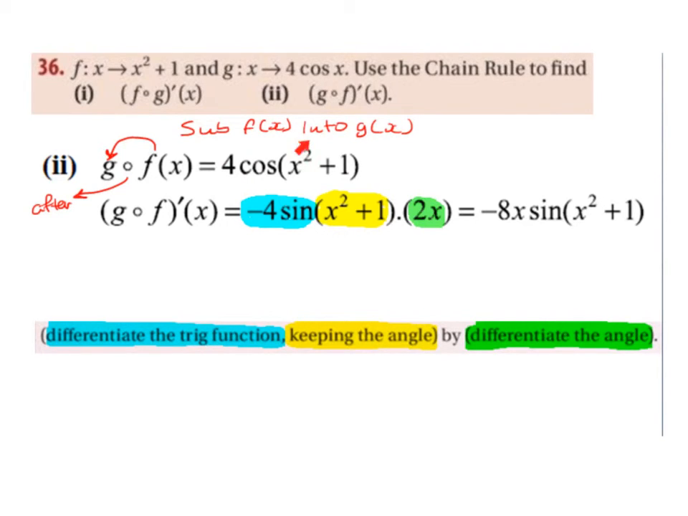So the angle is x squared plus 1, so that's what was inside the bracket stuck onto the cos, so that's the angle. And the derivative of x squared is 2x, the derivative of 1 is 0, so we just have 2x. And then we simplify. Minus 4 multiplied by 2x is minus 8x. We stick on the sine, and we stick on the x squared plus 1 with brackets. So we get minus 8x sine (x squared plus 1). So remember, this is part of the angle, so that's why we have brackets.